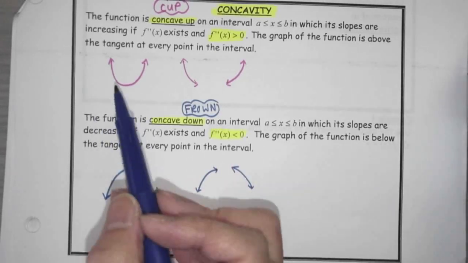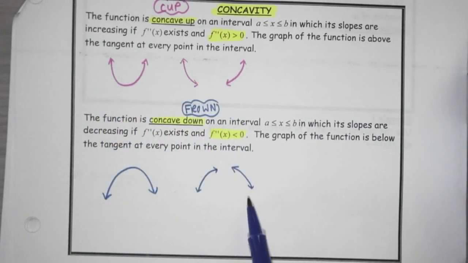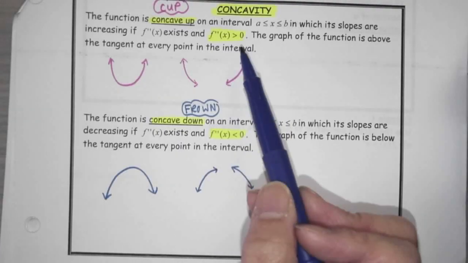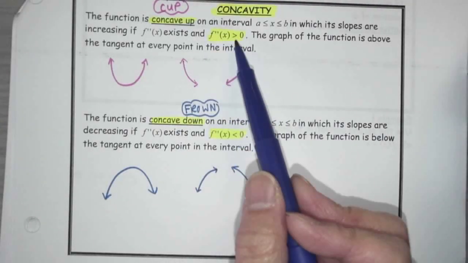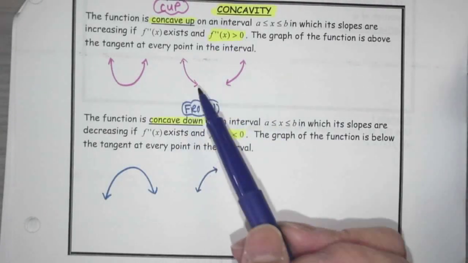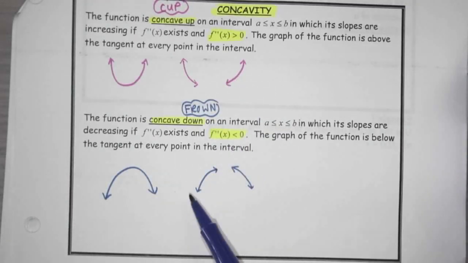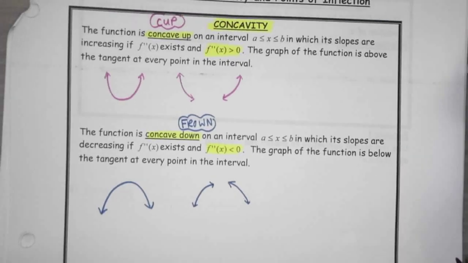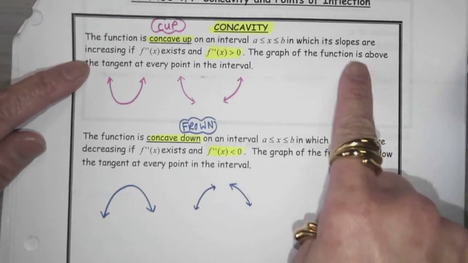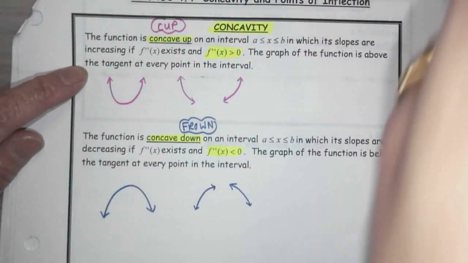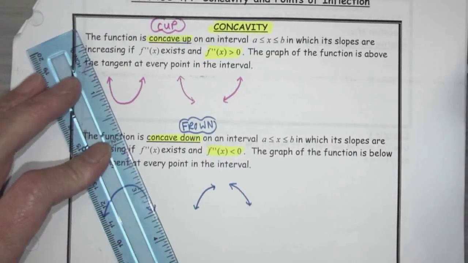So concave up is this, and concave down is this. If the second derivative is greater than 0, it's concave up. If the second derivative is less than 0, it's concave down. Now, a couple things to note down. For concave up, they're saying that the slopes are increasing. So that means if you're taking your slopes or your tangents.